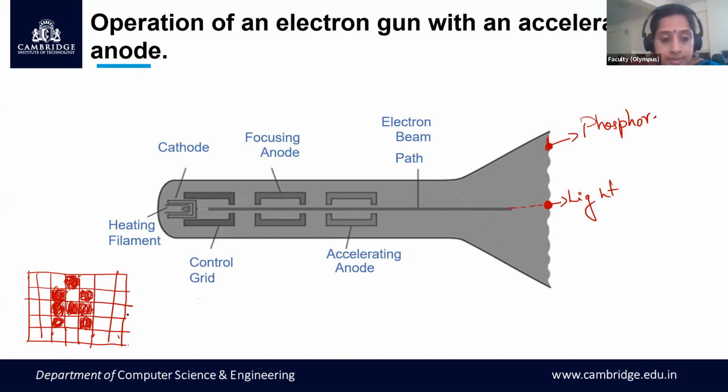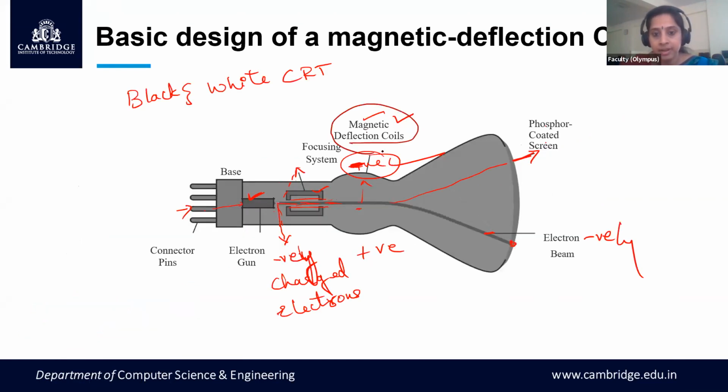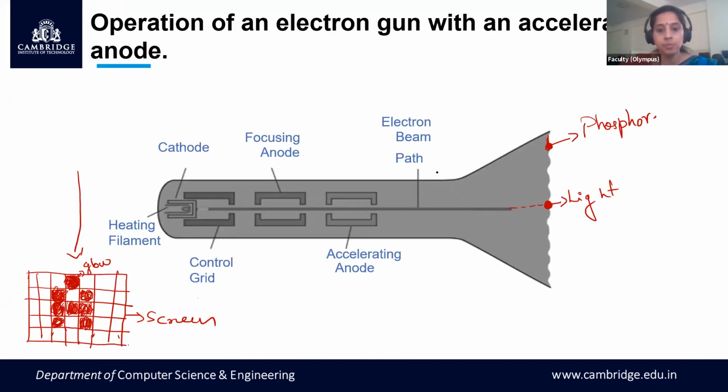Now, you assume this is a screen. On the screen, there is a phosphor coating. When the light beam comes from behind and hits this part, it starts glowing. Next, the direction is changed by this field, the magnetic deflection coils. We have electric coils also. We will see later. So wherever it has to be moved, that movement is done. That we have taken care of.